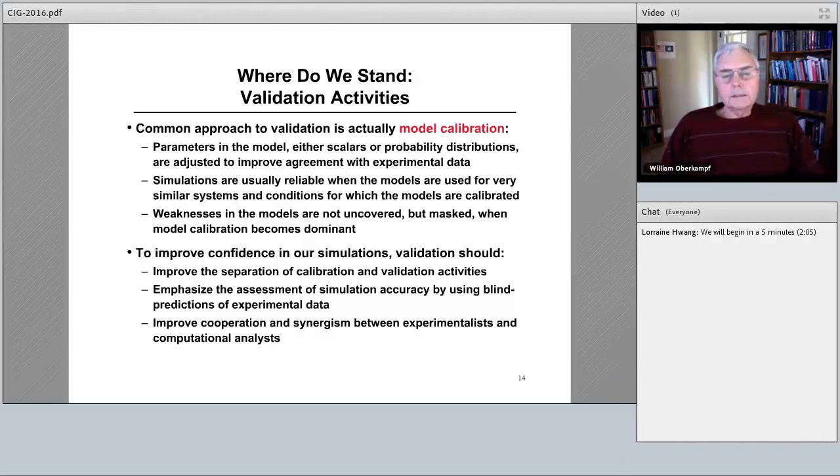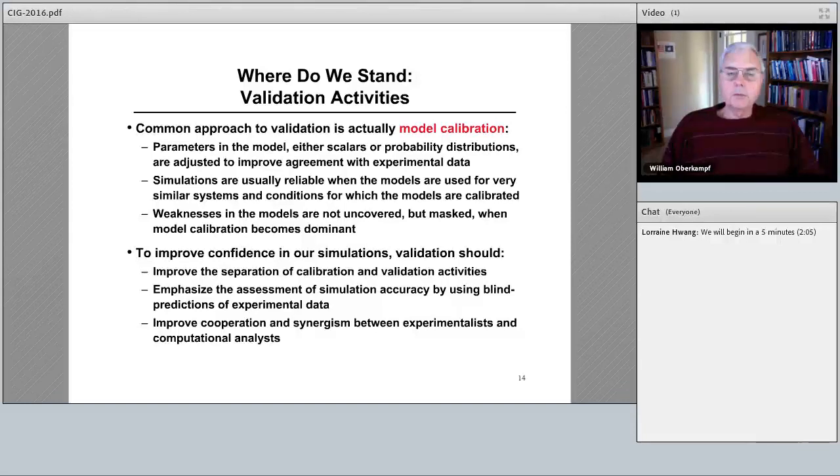Over about the last 10 to 12 years, what's called Bayesian model validation has grown, particularly with the work of Kennedy and O'Hagan, where they try to identify what we refer to as model form uncertainty, which is separate from the parametric or input data uncertainty. Simulations are usually reliable when the models are used for very similar systems and conditions for which the models are calibrated. That is a reliance which sometimes is very defensible, sometimes it's not defensible.